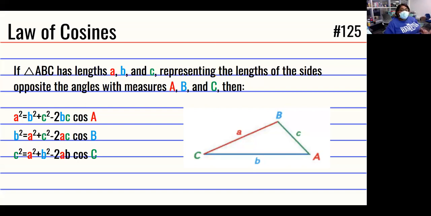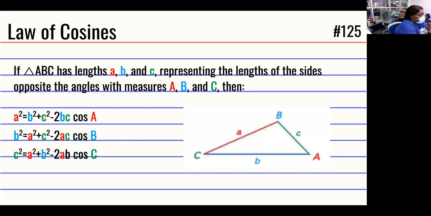All right. So the law of cosines looks like it's really difficult. But I'm gonna give you just a little hint so that you can understand it better. If you're trying to find the side length of A, then you're gonna use angle A and the other two sides. So if you look, A squared is B squared plus C squared minus 2BC. So you're using B and C to get the side length of A. Same thing for B. You're using A and C.